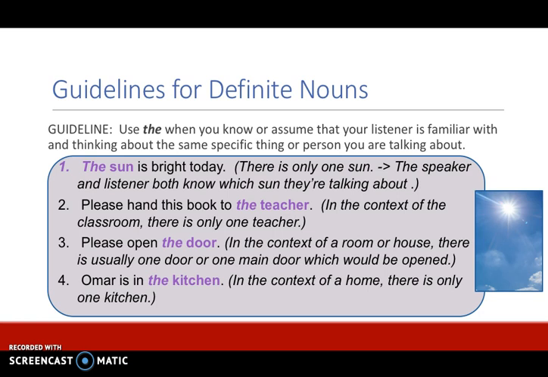Number 2, please hand this book to the teacher. In the context of a classroom, there's only one teacher, so it would be clear which teacher the speaker is referring to. 3, please open the door. In the context of a room or a house, there's usually one door or one main door which would be opened. So this would be clear based on the context. Omar is in the kitchen. So again, in the context of a home, there's only one kitchen. So both the speaker and the listener know which kitchen is being referred to.